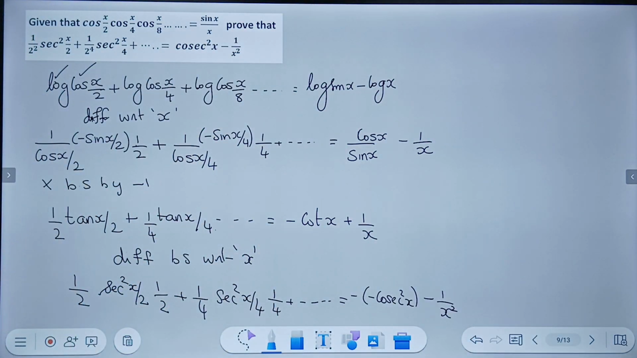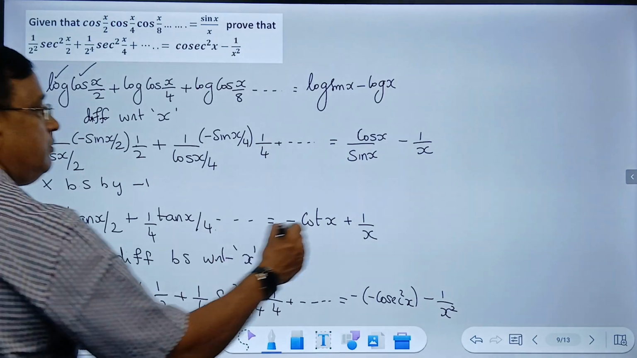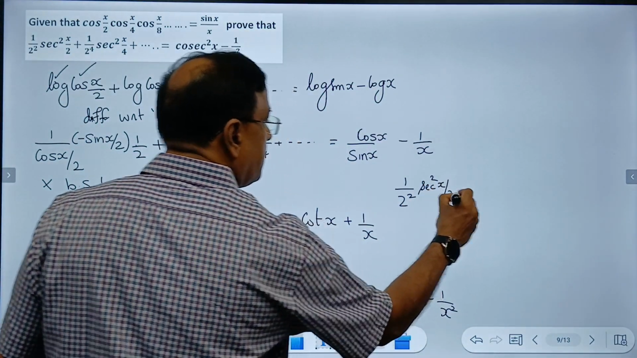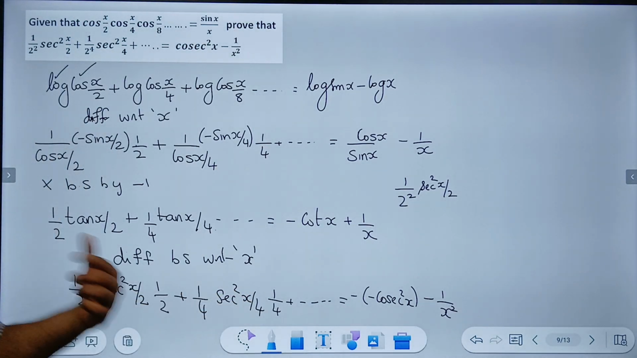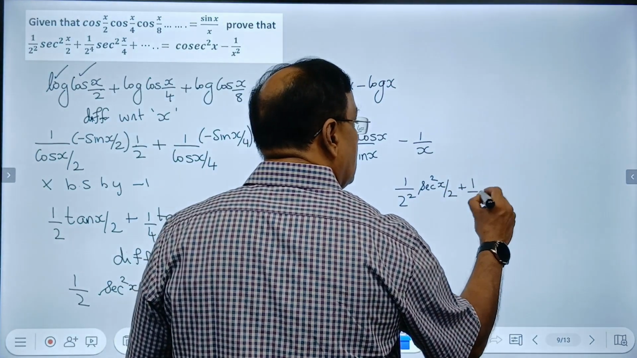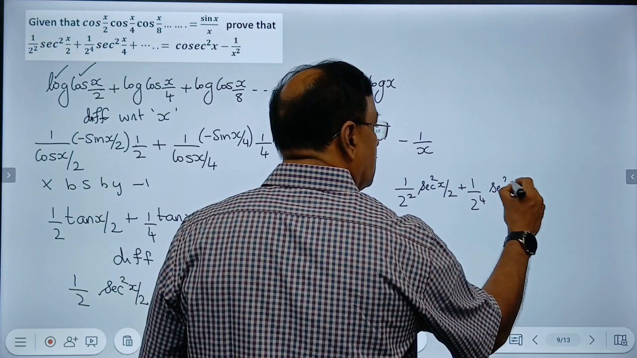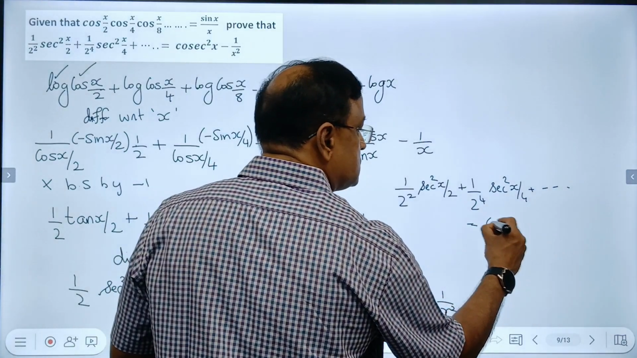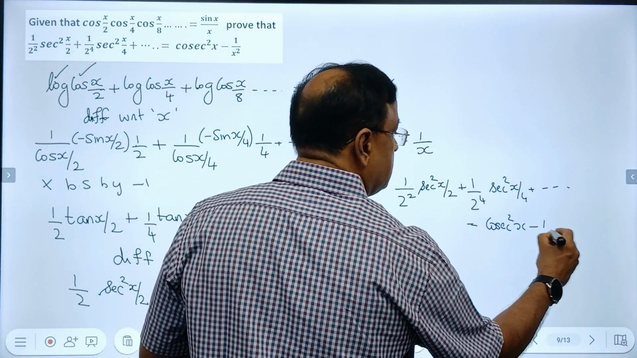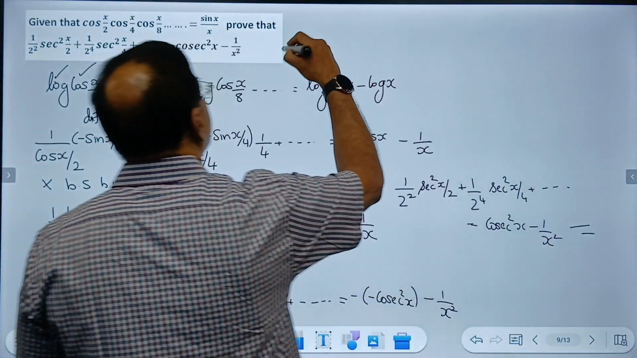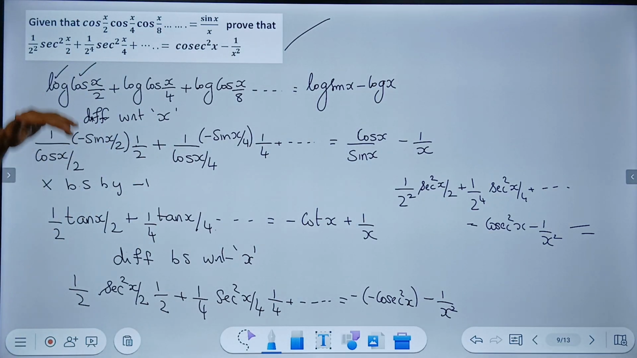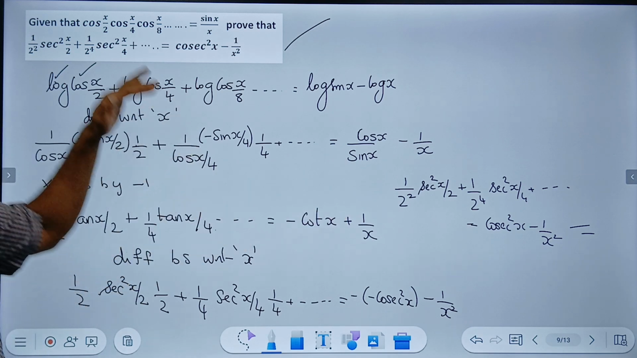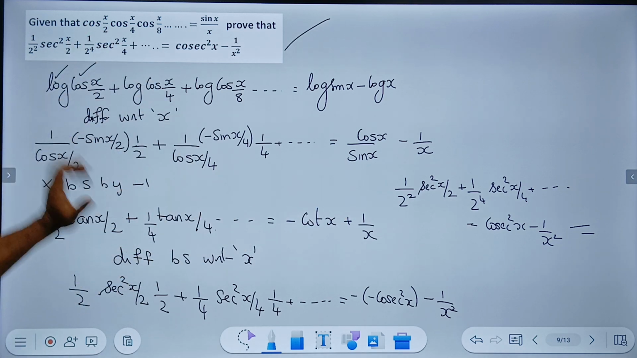Now what is 1 by 2 into 1 by 2? It's 1 by 2 square, secant square x by 2. Now what is 1 by 4 into 1 by 4? 1 by 16. 1 by 16 is nothing but 1 by 2 power 4. So on, and minus into minus is plus, so it is cosecant square x minus 1 by x square. This is what I wanted to prove. So here they don't tell you that you have to differentiate twice, but you have to do it to get to that answer. So this is slightly a higher order question, so take care of it.